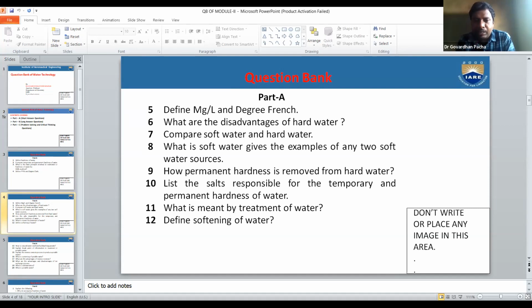Okay, ma. Next, what is meant by treatment of water? Purification of water. Okay, ma? So we see mainly four steps involved in the treatment of water, that is screening, sedimentation, filtration, and disinfection. Okay, ma? Next, define softening of water.